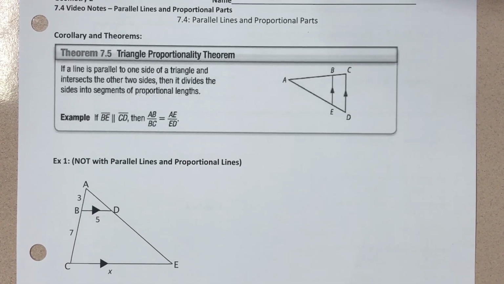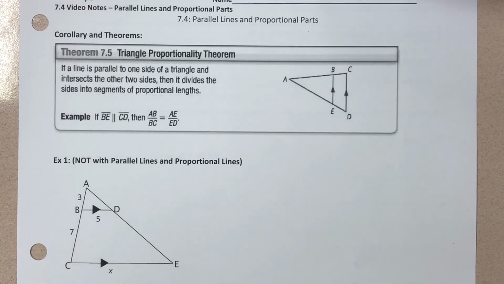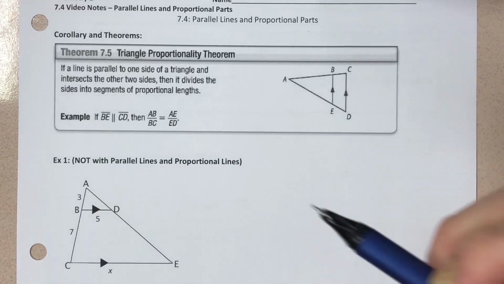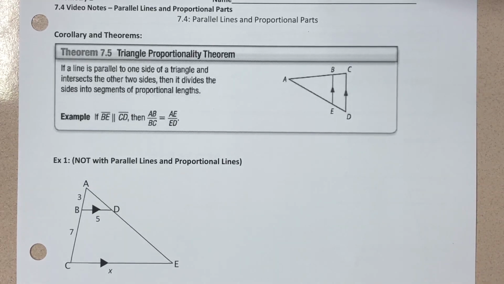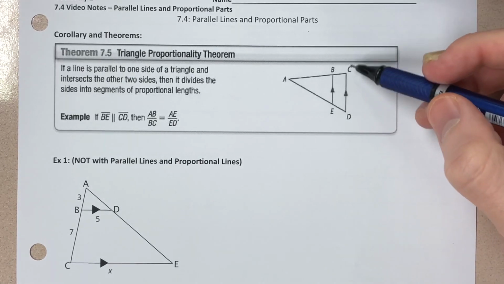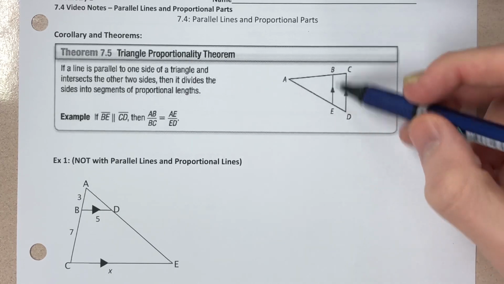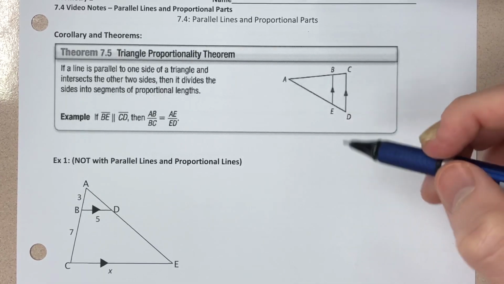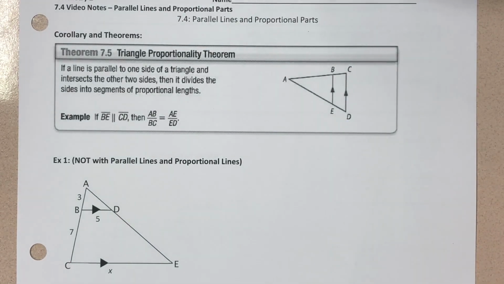So today we are talking about parallel lines and proportional parts of triangles, and again we're still dealing with similar triangles. So this theorem states that if a line is parallel to one side of a triangle and intersects the other two sides, so in this case BE is parallel to CD and BE intersects these other two long sides, and then it divides the sides into segments of proportional length.